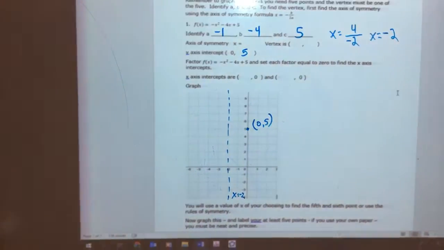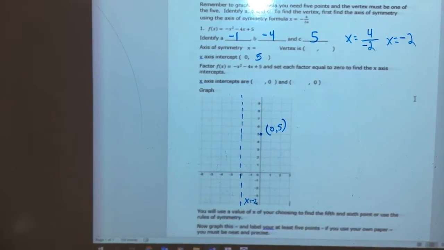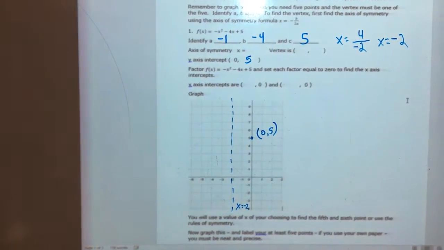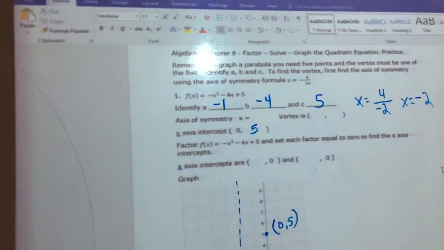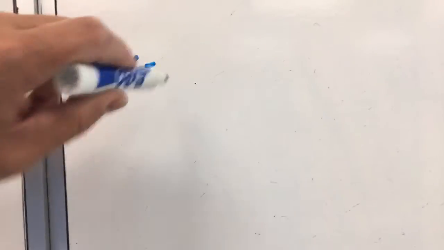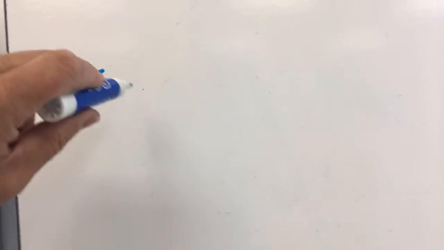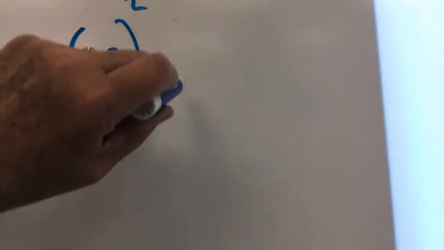All right. Now, I know that the vertex is on that axis of symmetry. In other words, the x value of the vertex is negative 2. So I need the y value. Not even a problem. You ready for this? I'm going to go over here, and I'm going to say that y, this is because I want the y value of the vertex, is equal to negative, and I put a negative 2 in for x.